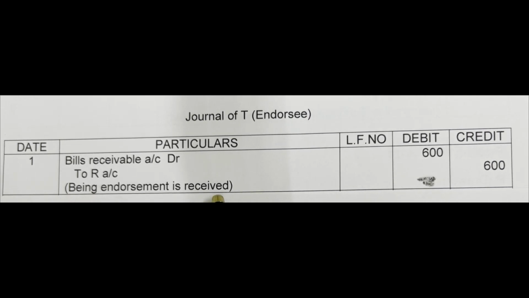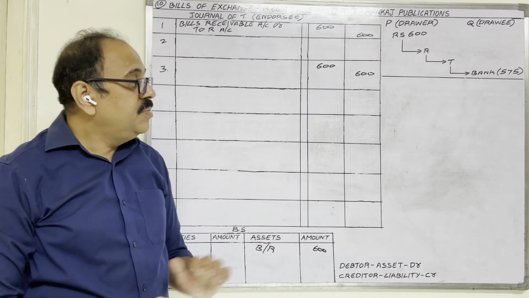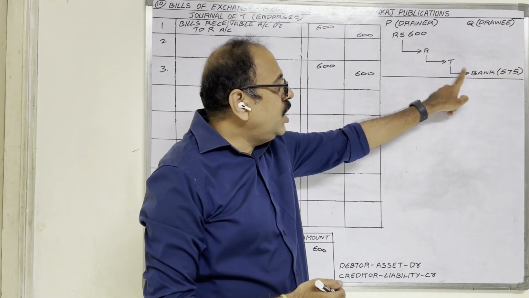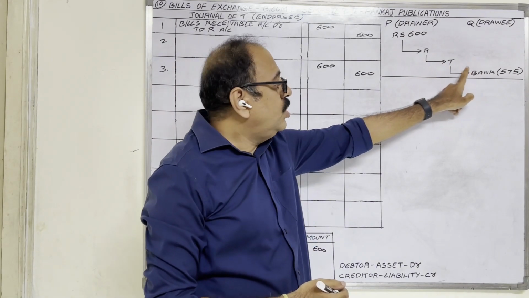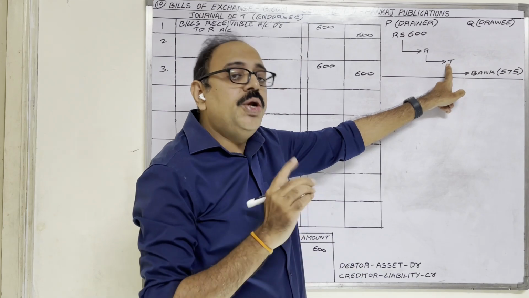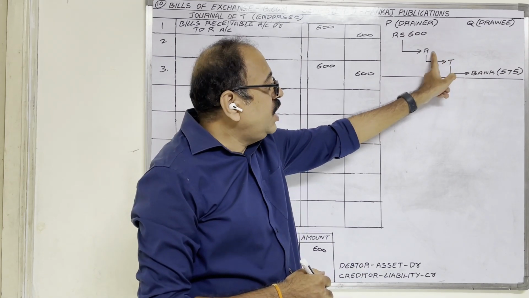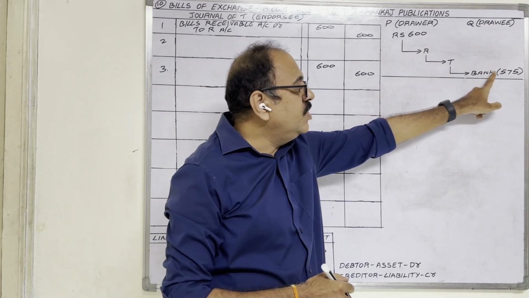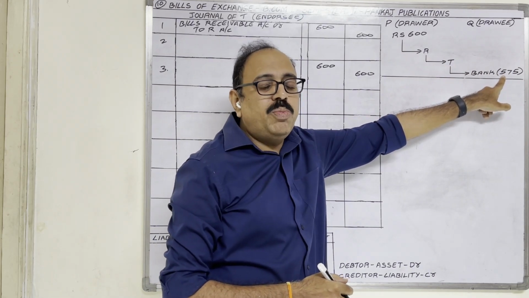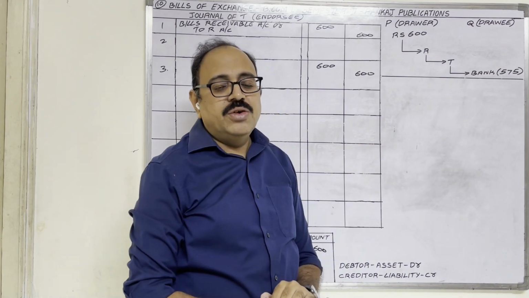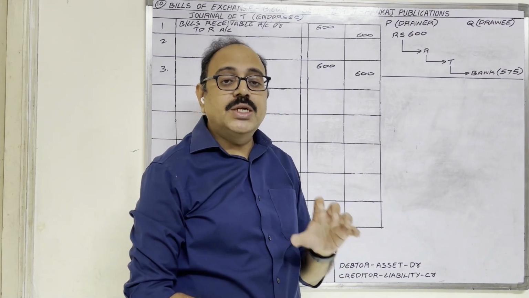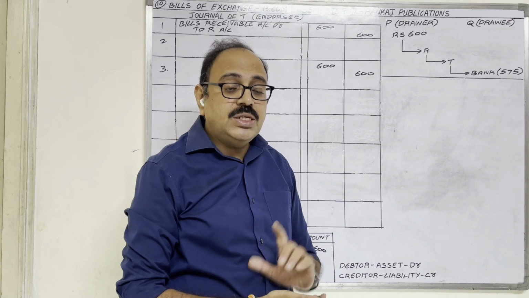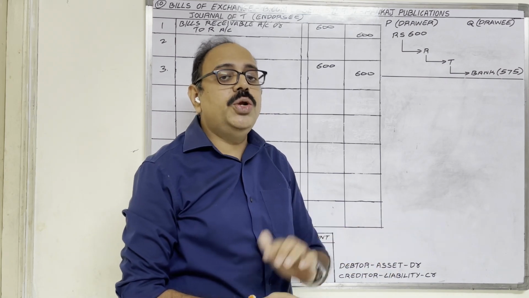Being endorsement is received. Next entry is for what? T is discounting this bill with the bank. So T needs this money before the due date. Therefore, after receiving the acceptance, immediately T sold this bill to bank for 575 rupees. So T is losing 25 rupees. For T, this is a loss known as discount. Discounting the bill means selling the bill to bank before the due date of the bill.